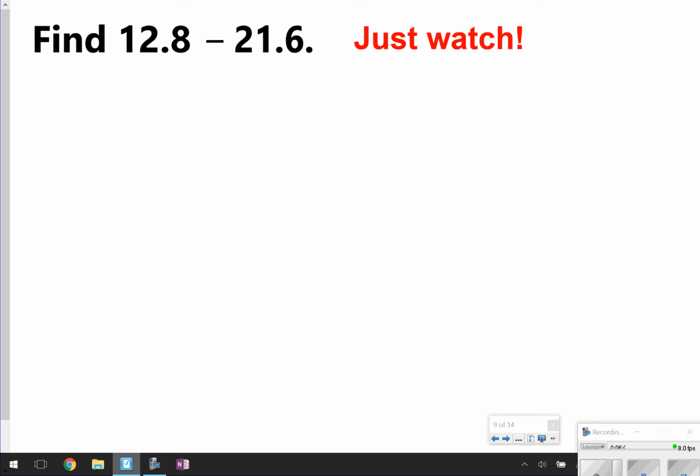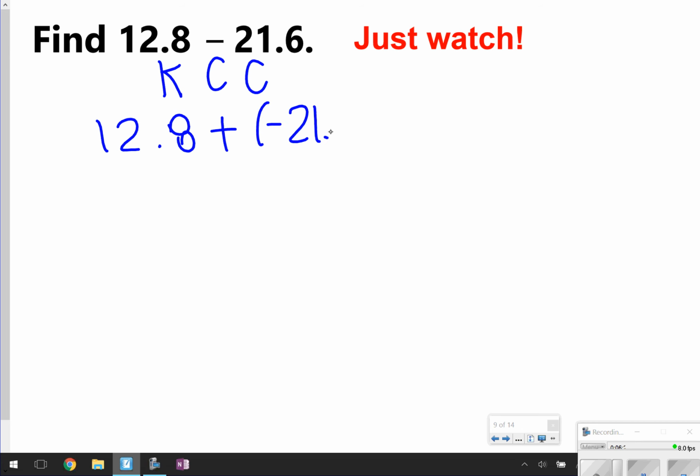The next part of our notes is we're going to look at decimals. Again, you're just going to watch this slide. Notice it's a subtraction problem. So I'm going to show keep, change, change. That's going to keep 12.8, changed subtraction to addition, changed 21.6 to negative 21.6.